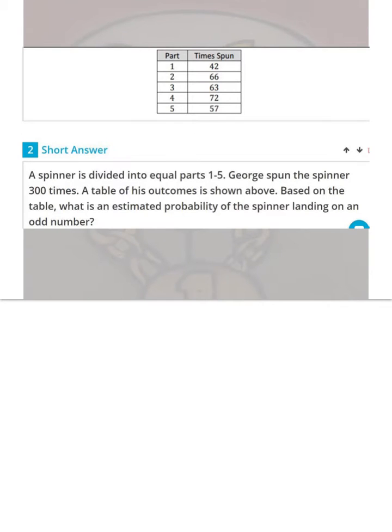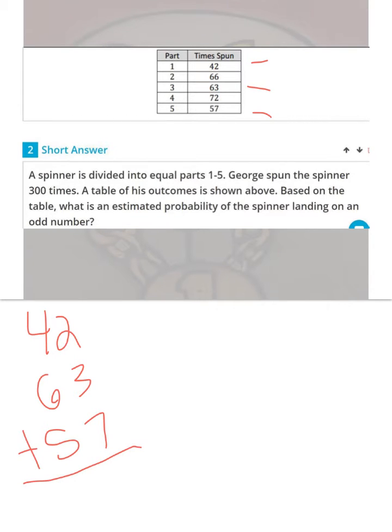Next problem, same idea. A spinner is divided into 5 parts. Spinning the spinner 300 times. Based on the table, what is the estimated probability of the spinner landing on an odd number? Okay, well, odd numbers. Here we have 1, so that is 42. 3, that is 63. And 57. So what we're going to do is add those up.